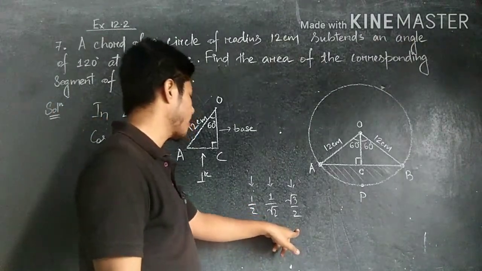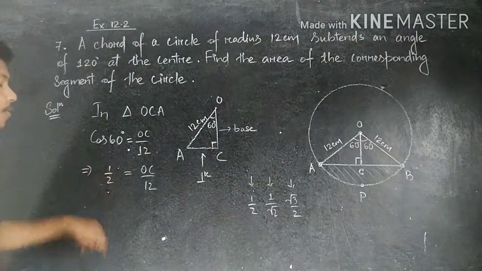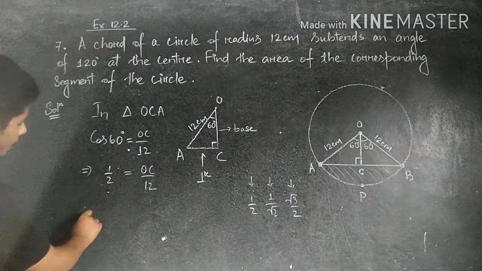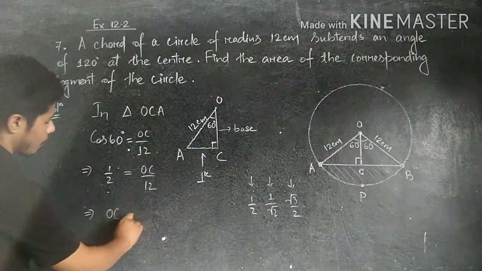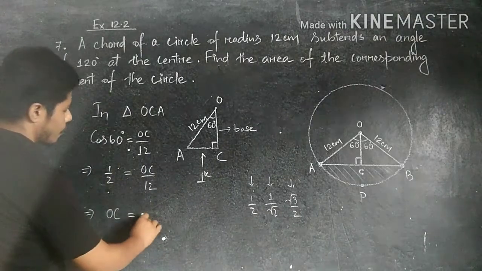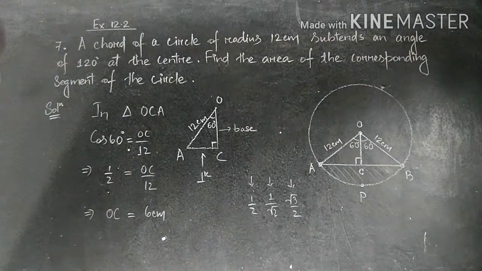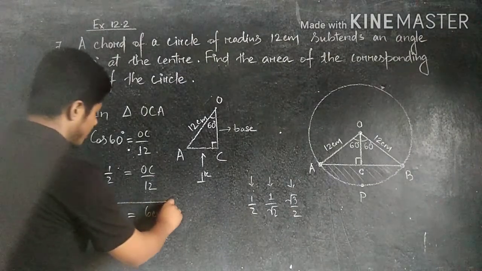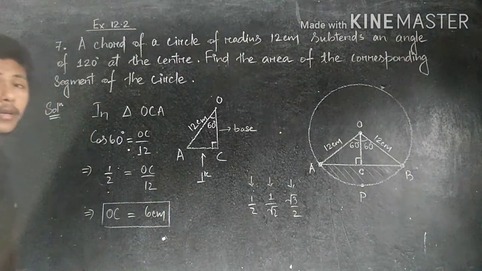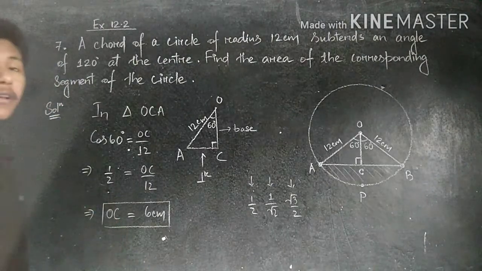So the cos 60 degree value is what? 1 by 2. So ultimately, if you calculate this, OC equals what do we get here? If you cross multiply, OC equals 6 centimeter. So easily we can find out the height here. Height equals how much? 6 centimeter. Is it clear? So in this way we can find out the height.